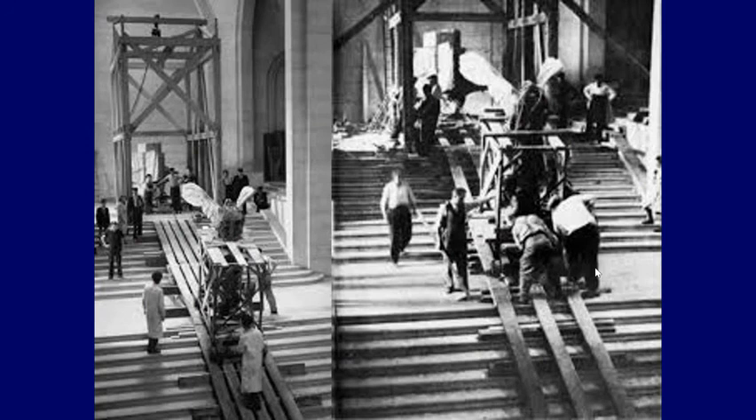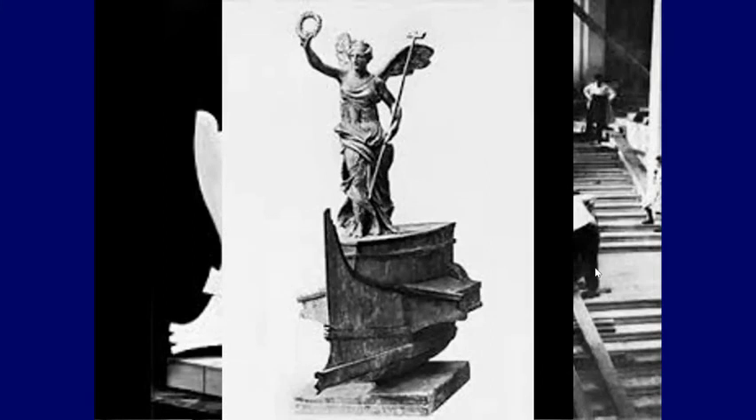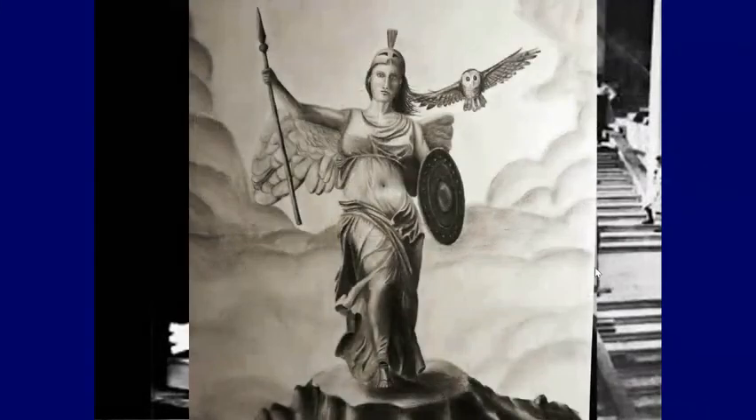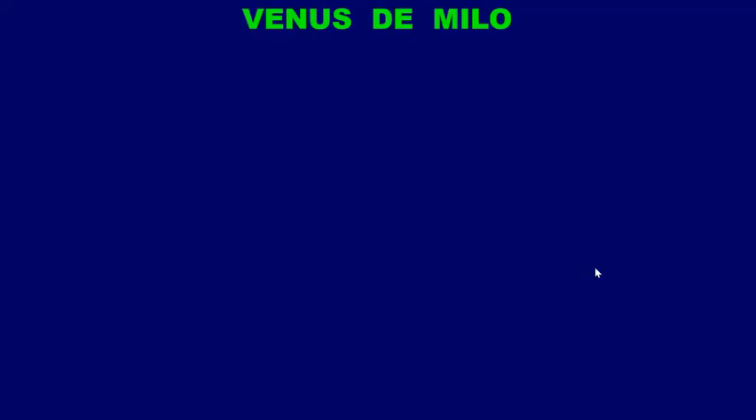During the war, when they had to relocate her, this is how they did it. They built a ramp on the stairs, and they moved her down the stairs. They built a crate around her. Now, a lot of people wonder what her head and arms were doing. So this is one interpretation of what her arms and head were doing. And this is another interpretation. Here's another interpretation. So who knows? Nobody really knows.